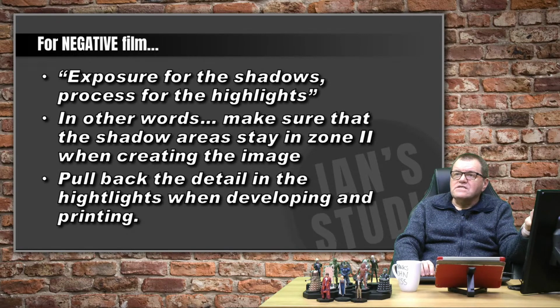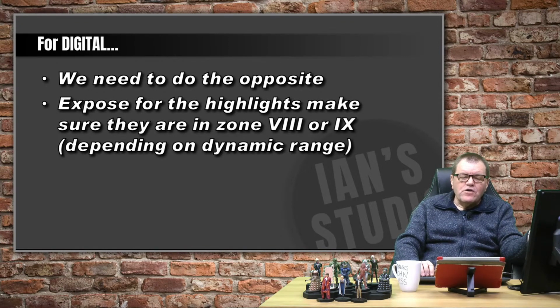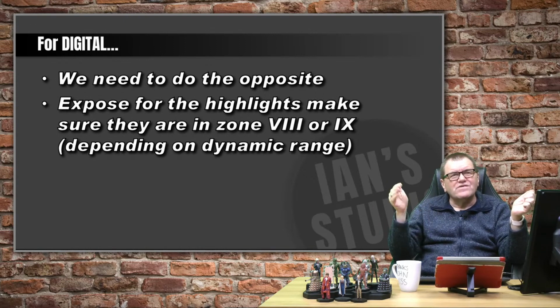But that is negative film. That is working in a dark room. That is developing your film. That is printing your film. What about the digital world? Well, for the digital world, it's not negative, it's positive. So we need to do the opposite. And you will have heard people say this, expose for the highlights. In other words, make sure that your brightest parts of your image don't go beyond zone 9. Don't go into that zone 10, which is your blown out highlights.